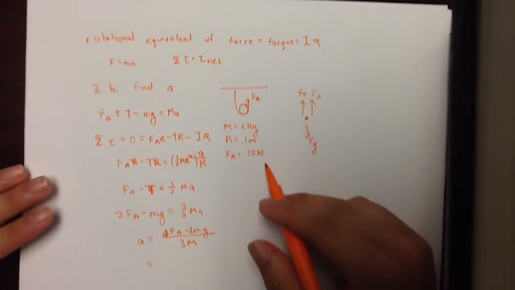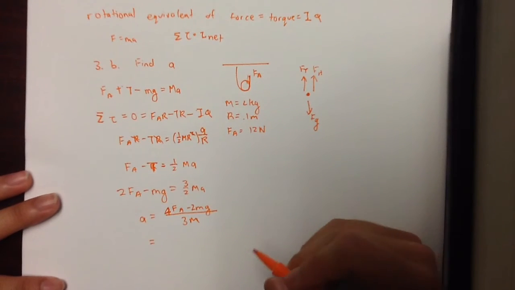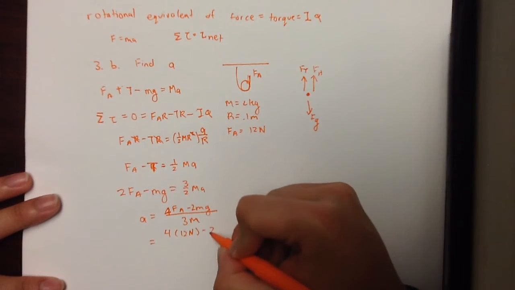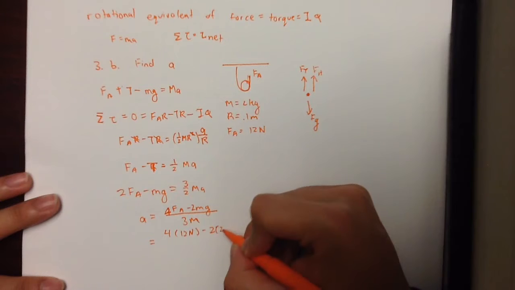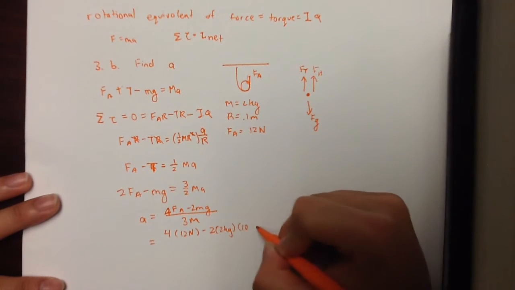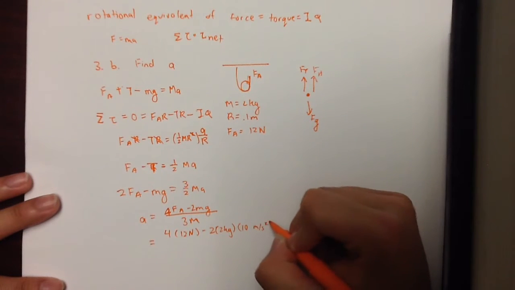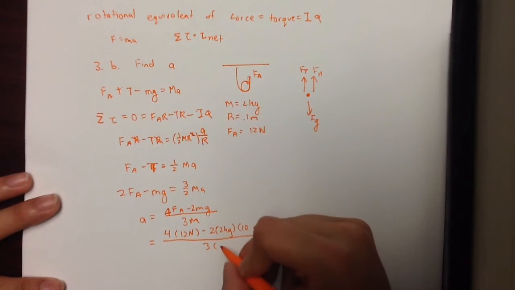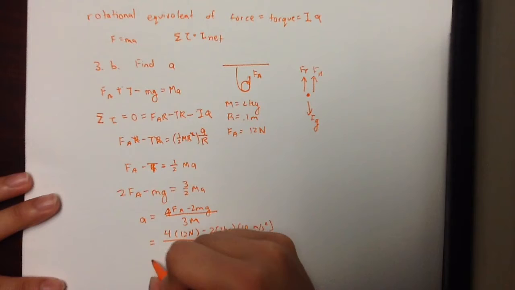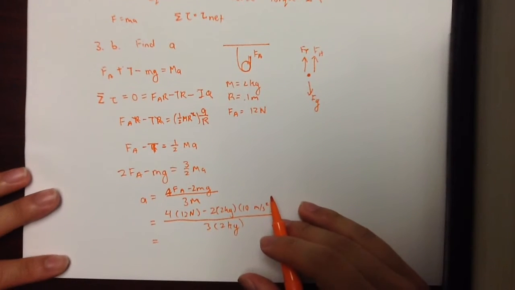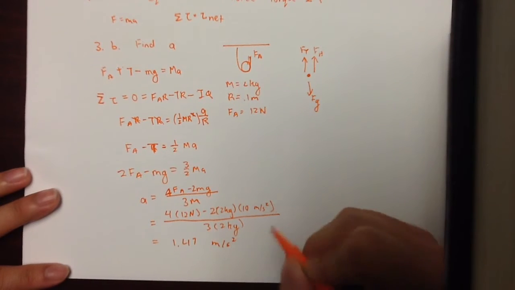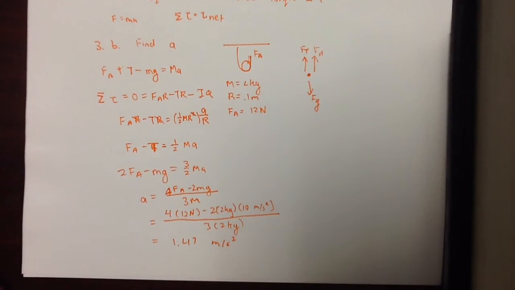Well, we said earlier that FA is equal to 12, so this is just substituting in 12 newtons minus 2mg, mass is 2 kilograms, gravity 10 meters per second, and over 3 times the mass, which is going to be 2 kilograms. And if we calculate it all out, we'll see that's 1.47 meters per second squared, and that'll be your answer.